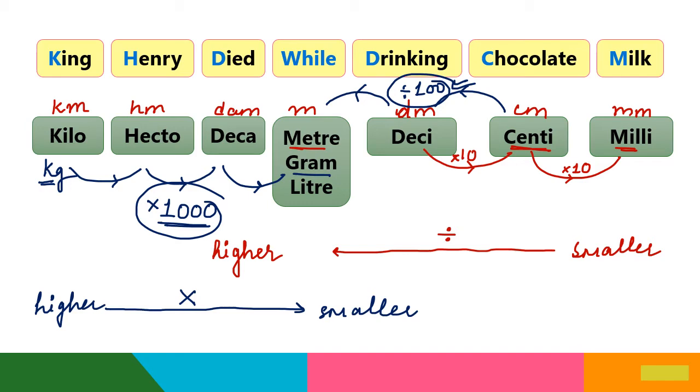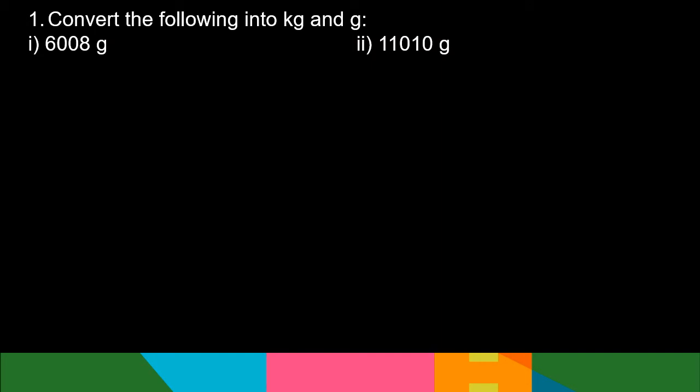Now let us do some questions based on conversion. In the first question, we have to convert 6008 grams into kilogram and gram. Now firstly, you have to recall the relation between kilogram and gram. We know that 1000 grams makes 1 kilogram. There are 1000 grams in 1 kilogram. Now we know that here 6008 grams are given to us.